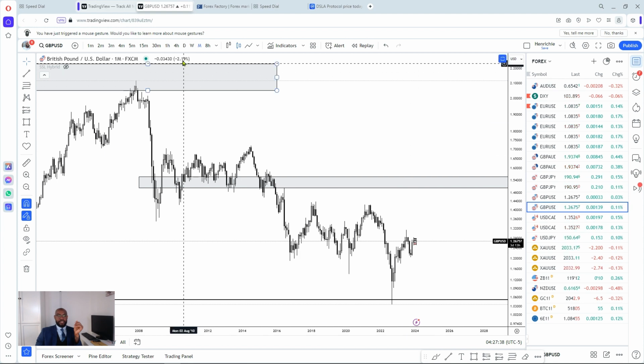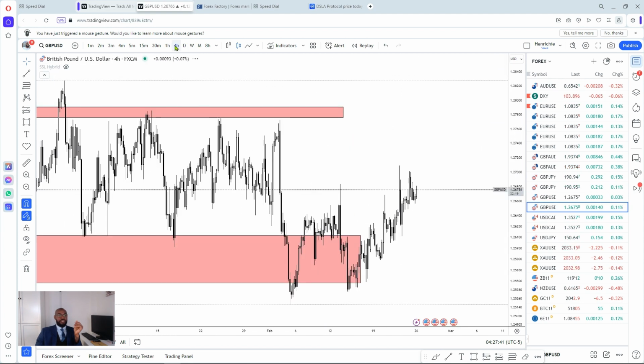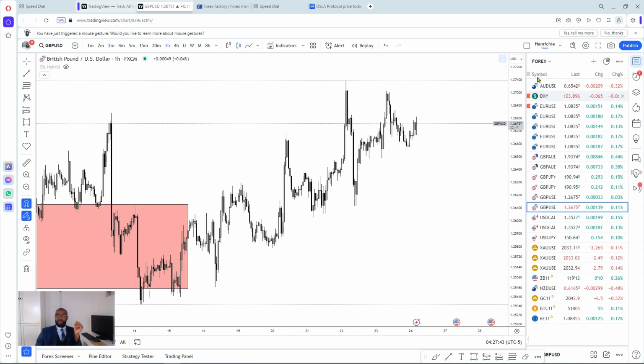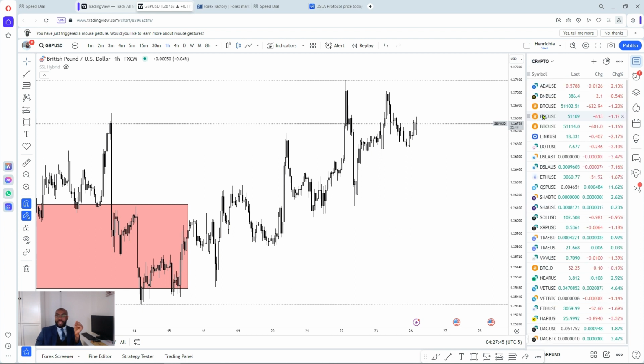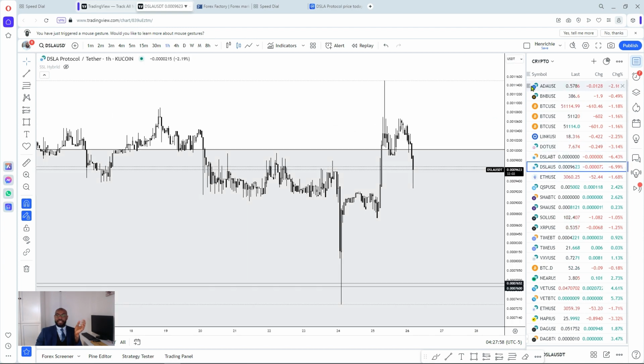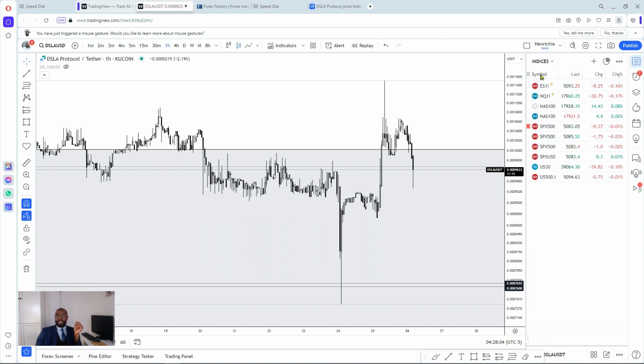We can also look at GBP US dollar as well. After that, we will also look at the cryptos, look at what Bitcoin is doing, look at what other crypto projects are doing, the crypto projects that I'm watching personally. And we'll also look at the indices as well.